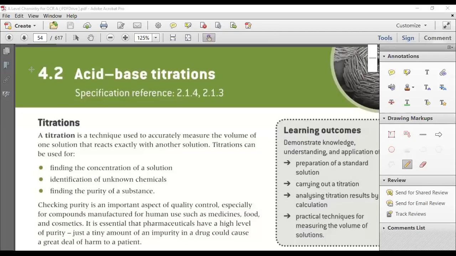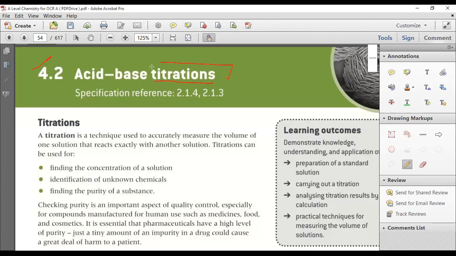So today we are going to start with our topic 4.2, that is acid-base titration. Now basically, acids are those which give H positive ions, and bases are those which give OH negative ions. But what do we mean by titration?